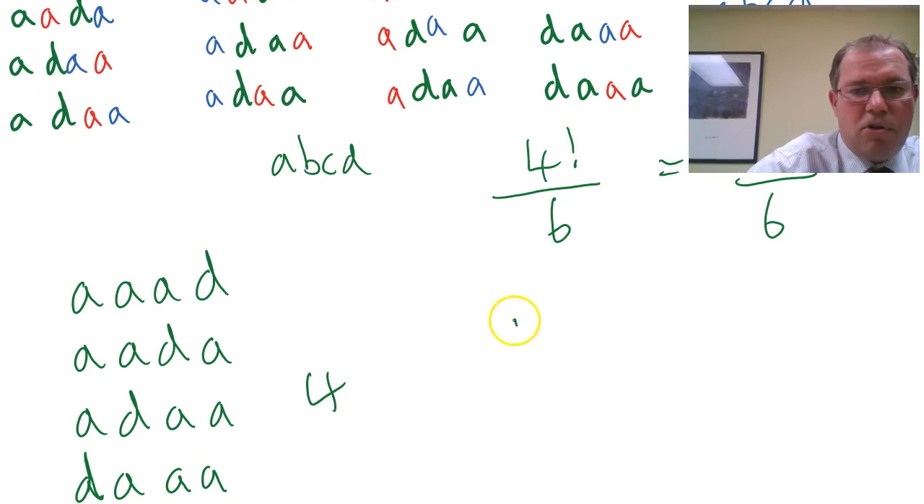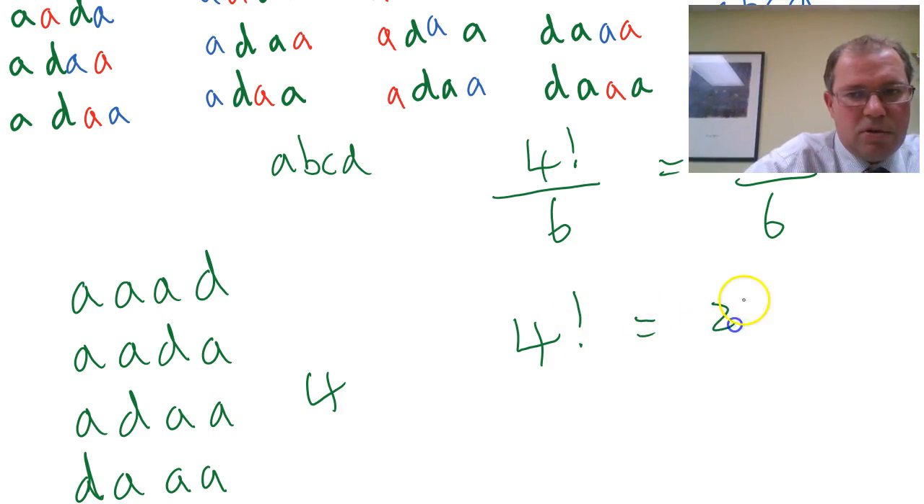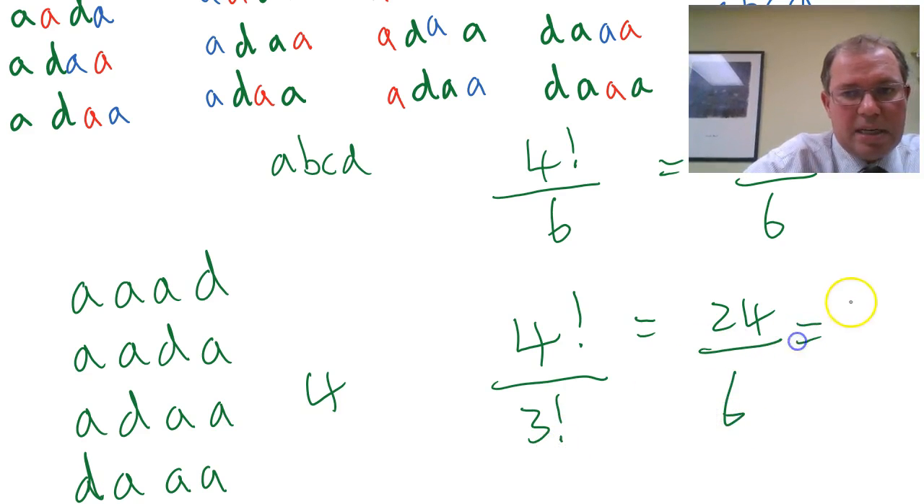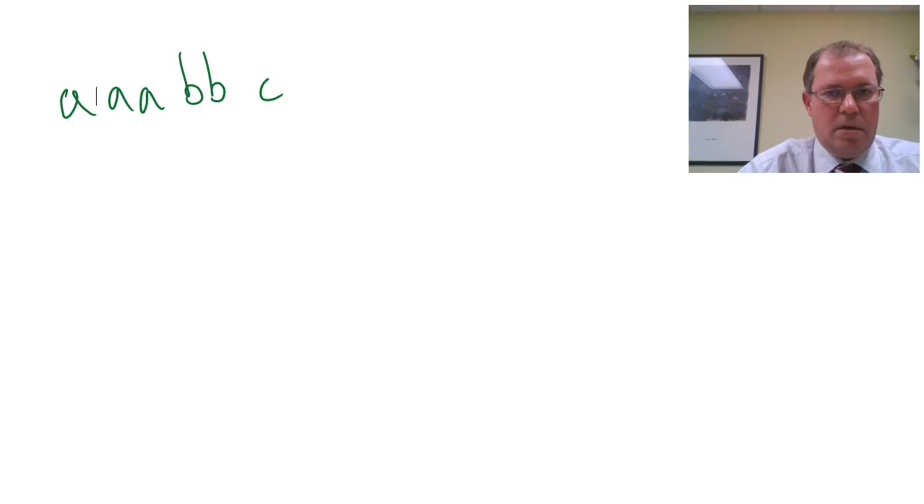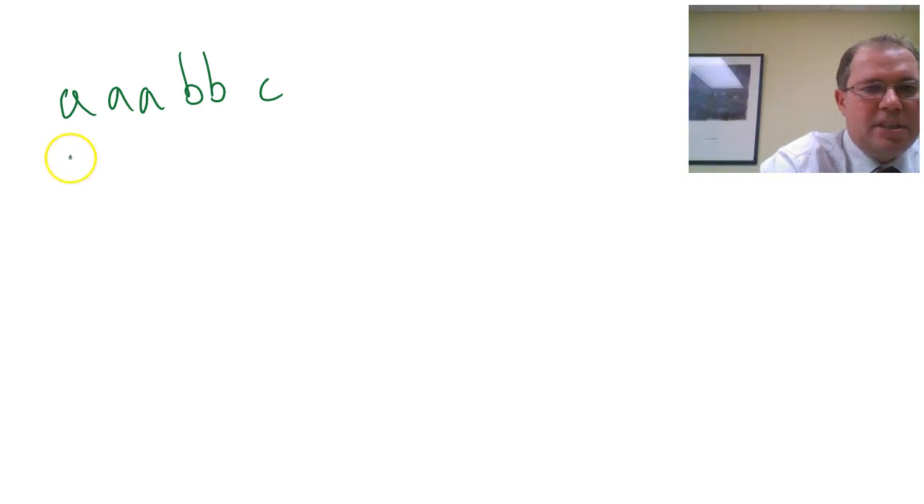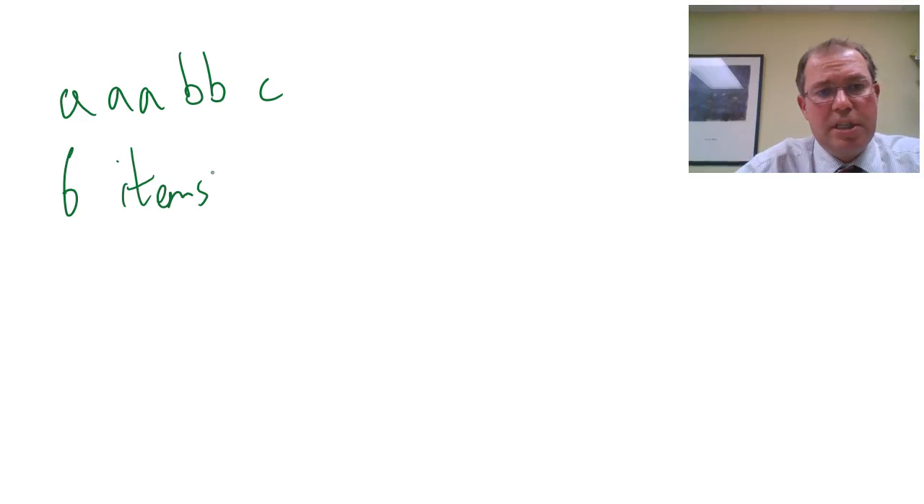So I've got 4 different items, or imagine they're all different, there's 24 ways, but then 3 of the items are the same, so divided by 3 factorial, which is 6, giving us the correct answer of 4 ways. Let's do an example. Okay, so here's an example. Imagine I've got A, A, A, B, B, C. So I've got 1, 2, 3, 4, 5, 6 items. How many different ways are there arranging those 6 items?